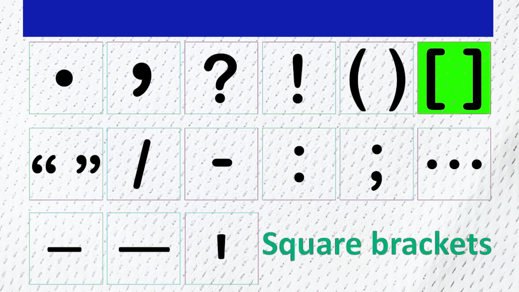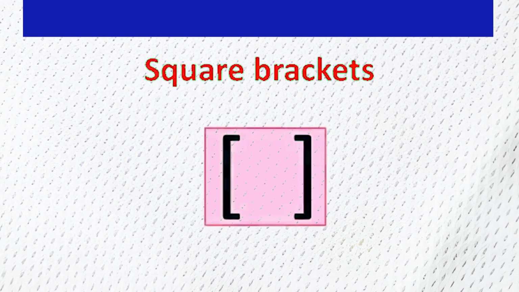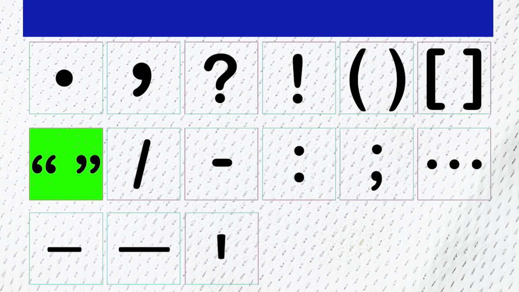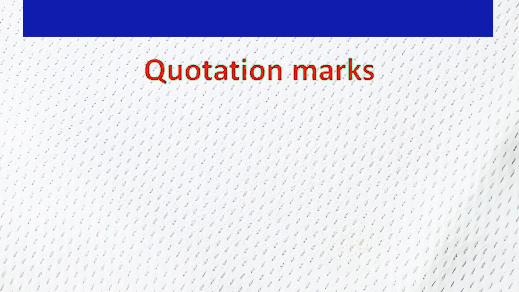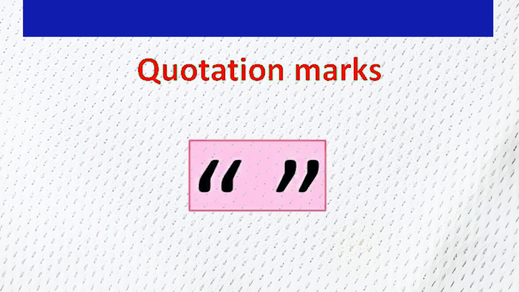Square brackets. Square brackets are used by the editor to indicate extra information. Quotation marks. Quotation marks indicate direct speech.